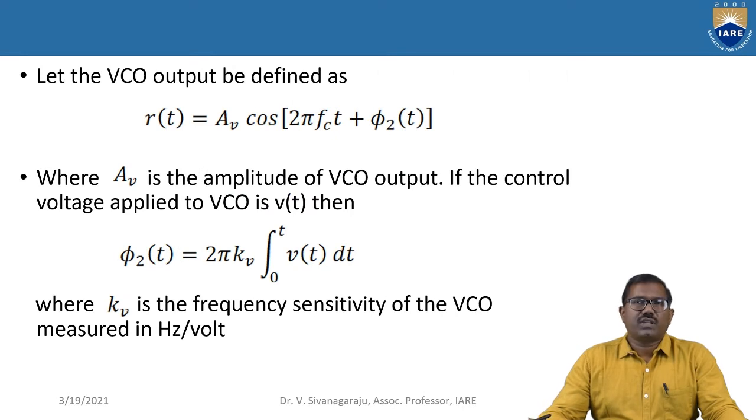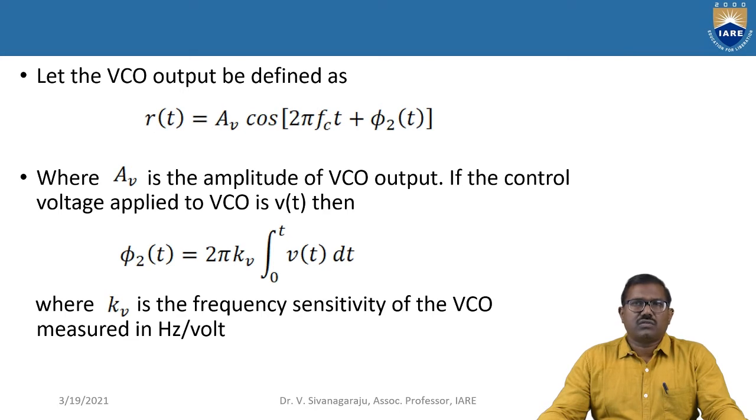Let the VCO output be defined as R of t. Already seen that, we have the product modulator. In the product modulator, we have two inputs: one is S of t and another is R of t, which is coming from the VCO. It can be defined as R of t equal to Av cos of 2 pi fc t plus phi 2 of t, where Av is the amplitude of the VCO output.